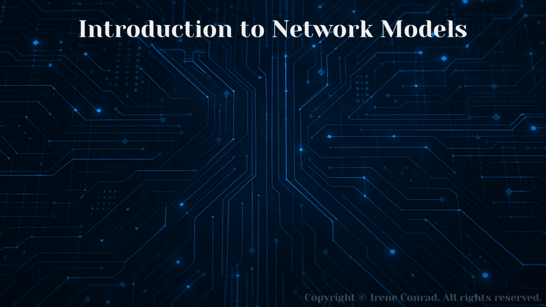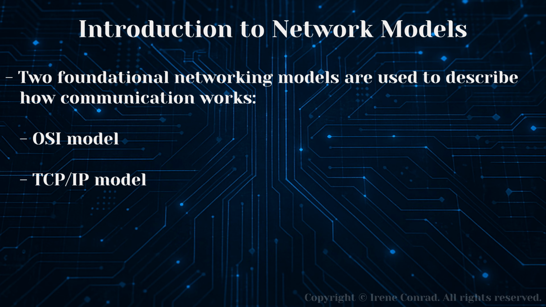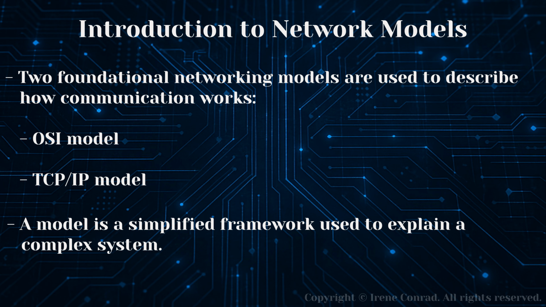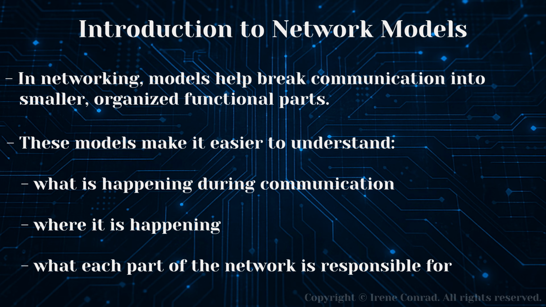Now that we've talked about how data moves across the network, we're ready for two models you will hear again and again in networking: the OSI model and the TCP/IP model. Now, when people first hear the word model, it can sound intimidating, but a model is really just a simplified way to understand something complex. That's exactly what these models do. They help us break networking into smaller pieces so it becomes easier to understand what is happening, where it is happening, and what each part of the network is supposed to do.